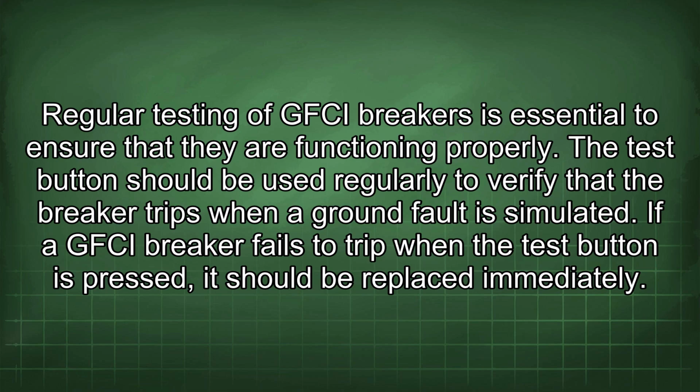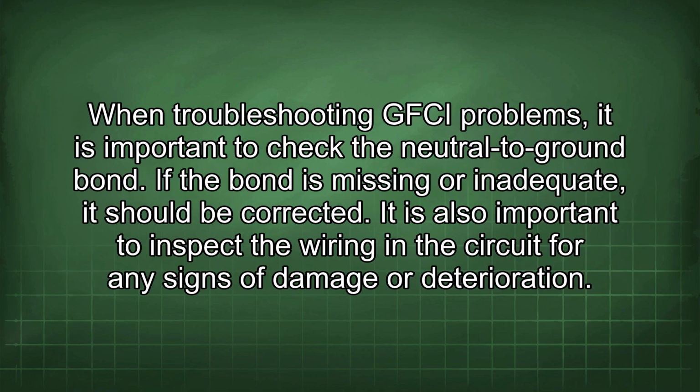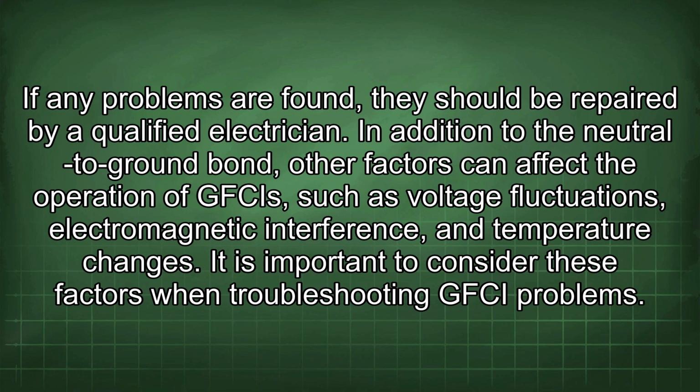Regular testing of GFCI breakers is essential to ensure that they are functioning properly. The test button should be used regularly to verify that the breaker trips when a ground fault is simulated. If a GFCI breaker fails to trip when the test button is pressed, it should be replaced immediately. When troubleshooting GFCI problems, it is important to check the neutral to ground bond. If the bond is missing or inadequate, it should be corrected. It is also important to inspect the wiring in the circuit for any signs of damage or deterioration. If any problems are found, they should be repaired by a qualified electrician.